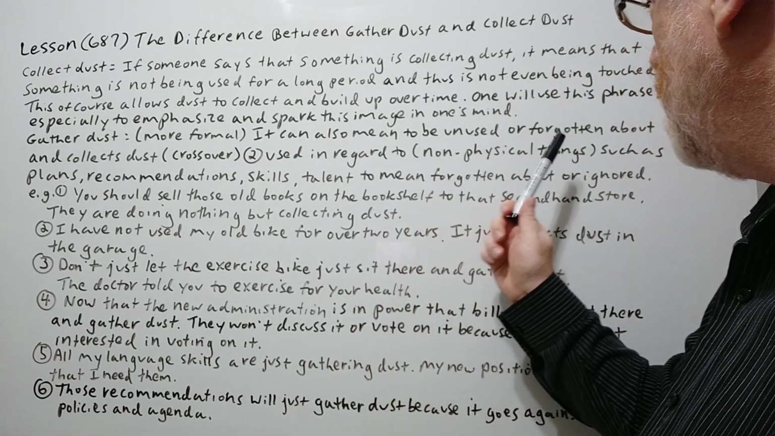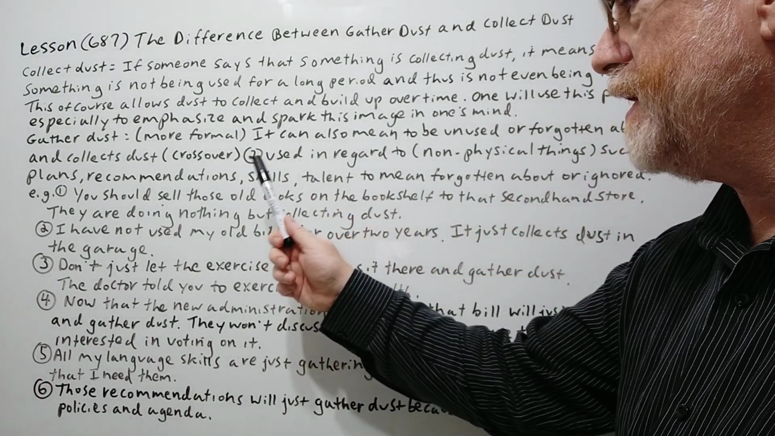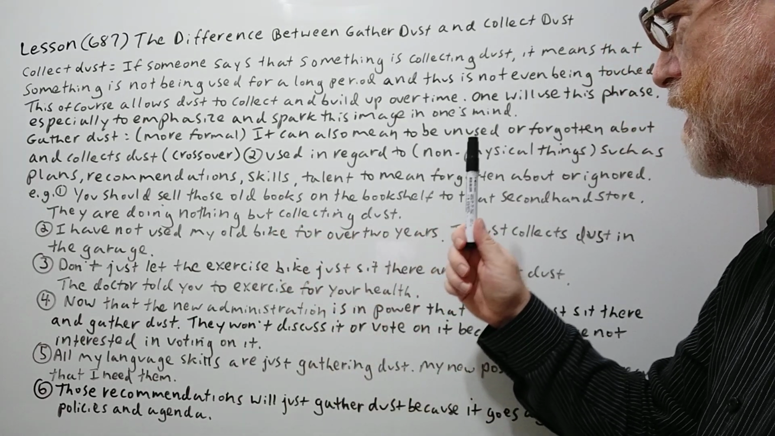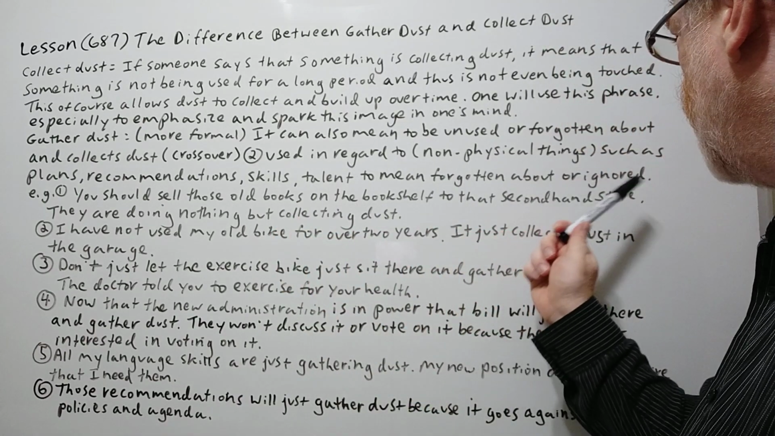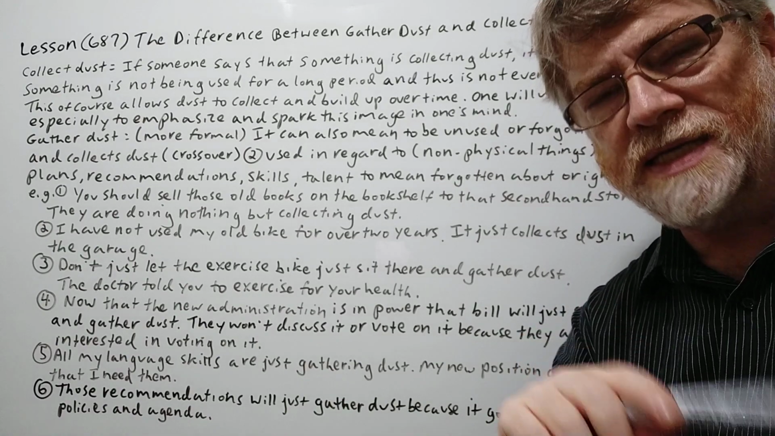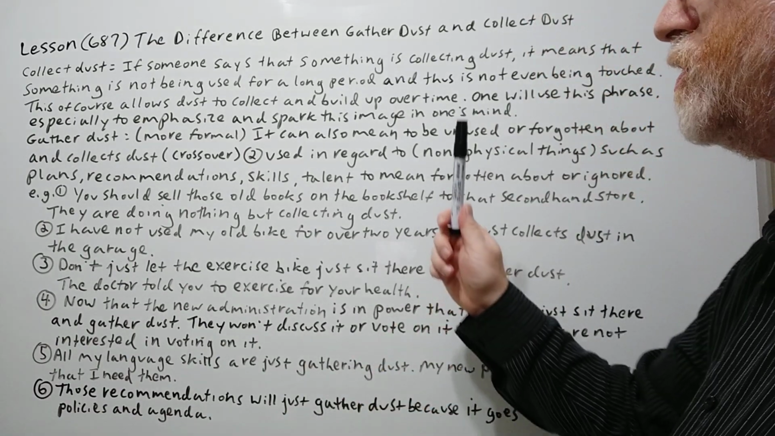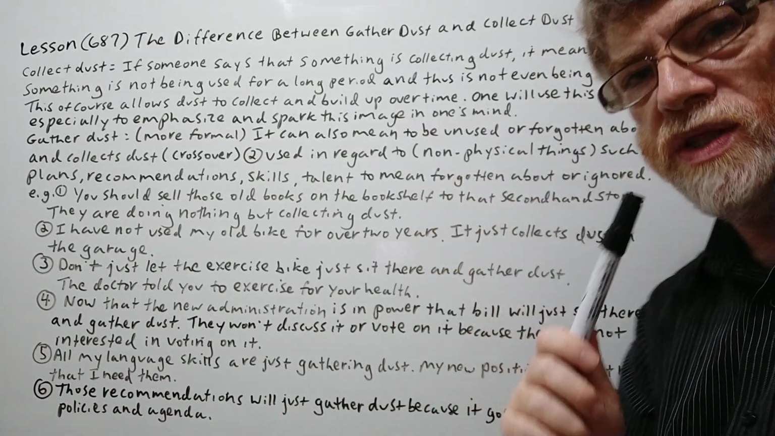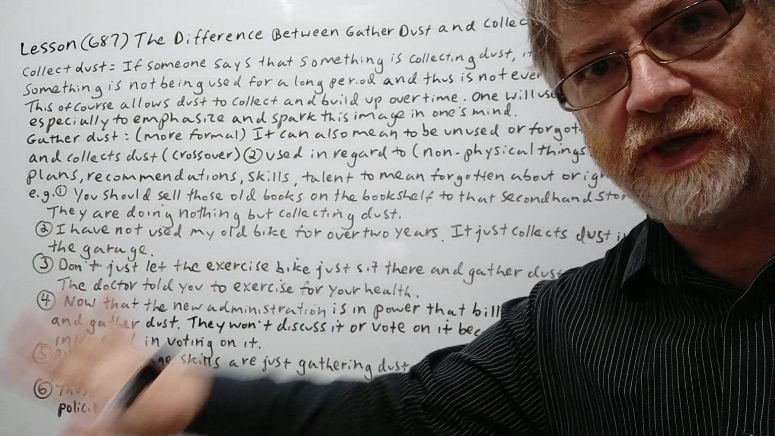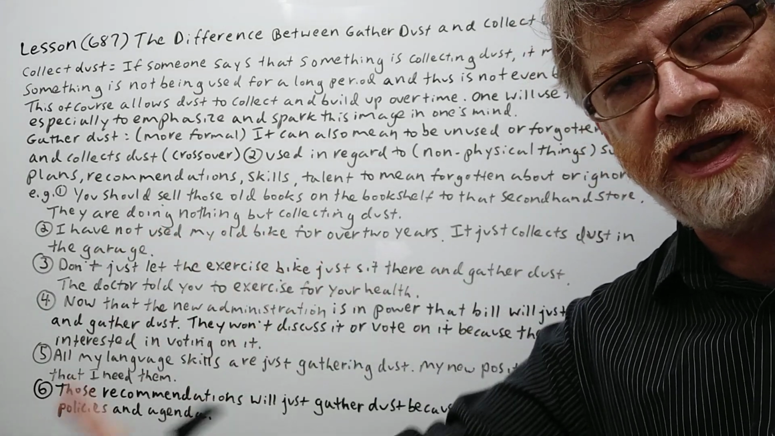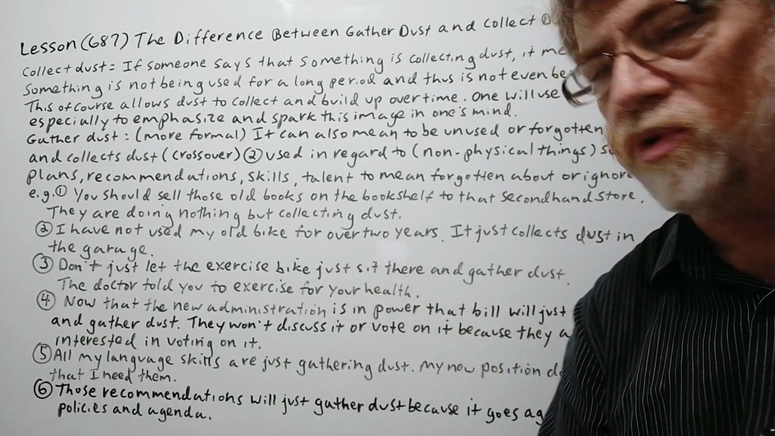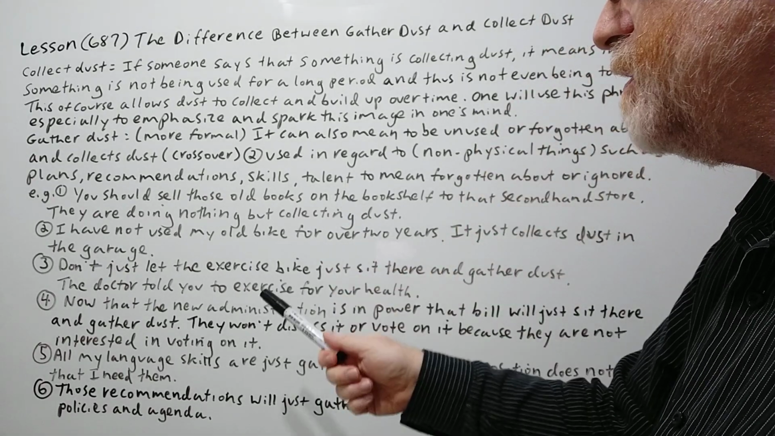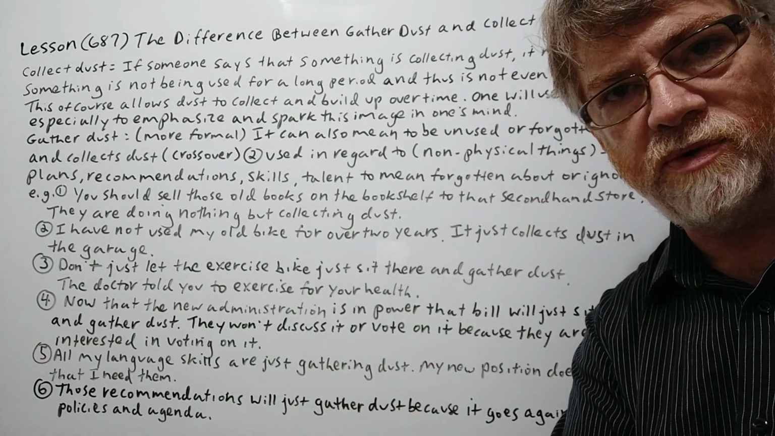Gather dust is used in regard to non-physical things such as plans, recommendations, skills, talent, to mean forgotten about or ignored. In this case, I think you're a little more likely to use gather dust with things that are not really something that you physically touch. That's why the image is not as important. All right, and we got several examples here to show you just how it's used.